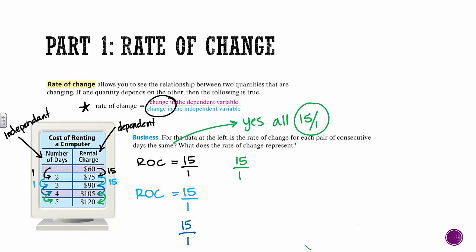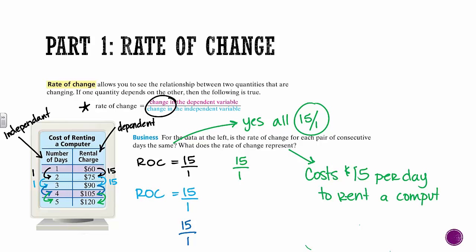So what does this rate of change represent? Well, in this situation, since we're talking about renting a computer, it means that it costs $15 per day to rent a computer. Now, because we didn't start off at $15, that means that there's some initial charge that they charge you. But right now, we don't care about that. All we're worried about is what is changing.